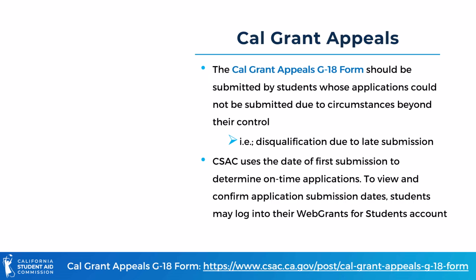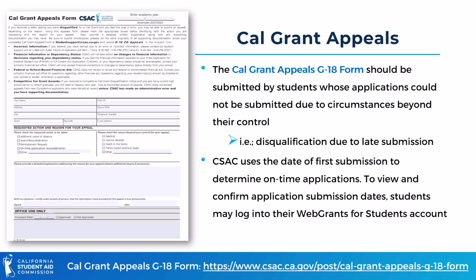The Cal Grant appeals process is available for students who were unable to complete a FAFSA or CADA by the state priority deadline or who may have been disqualified in error. The Cal Grant Appeals G18 form should be submitted by students whose applications could not be submitted due to circumstances beyond their control, such as disqualification due to late submission because of technical issues. CSAC uses the date of first submission to determine on-time applications. To view and confirm application submission dates, students can log into their WebGrants for Students account and check their status there.